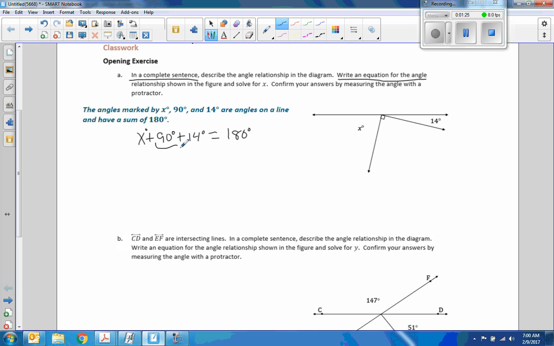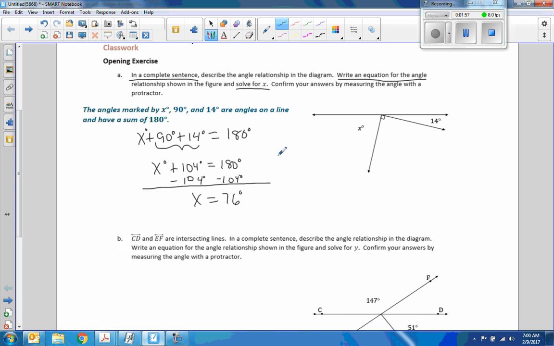Combine like terms, which are my constants. So I leave x alone. And 90 plus 14 is 104 equals 180 degrees. Get x by itself by doing the inverse operation. Subtract 104 degrees from both sides. And when I do that, this is 0, and x plus 0 is x. And 180 minus 104 is 76 degrees. Okay, so I did that.